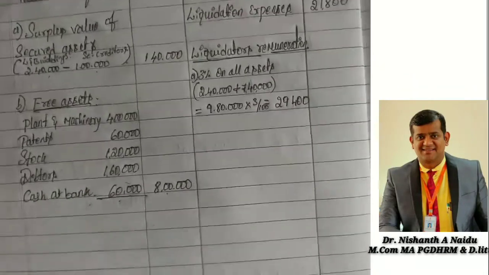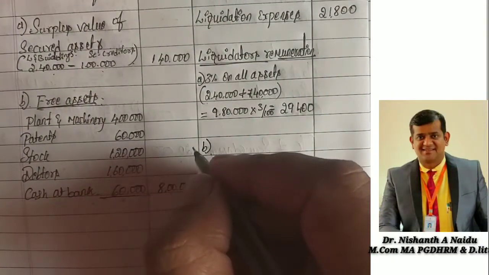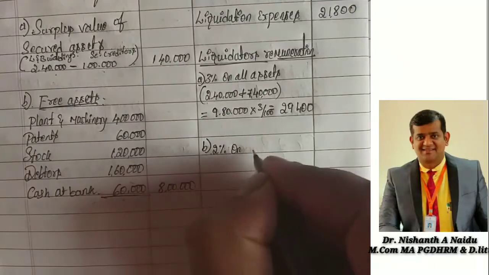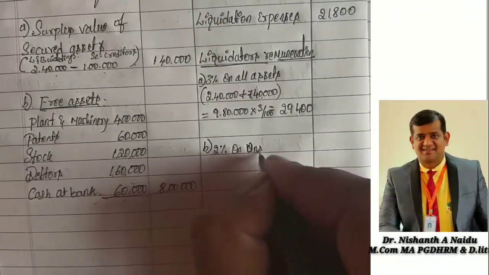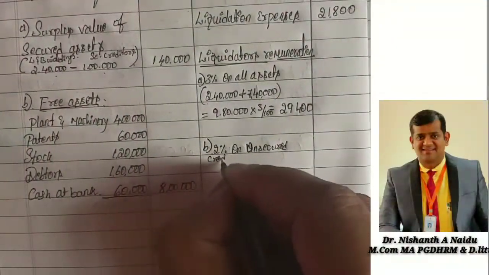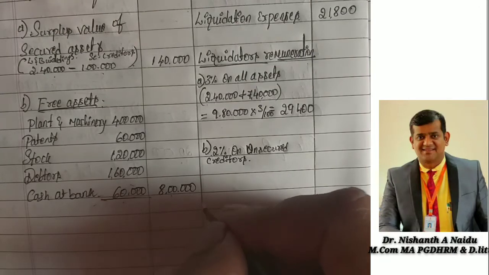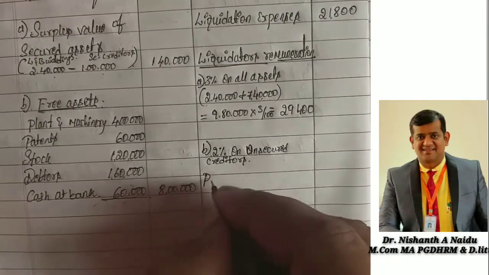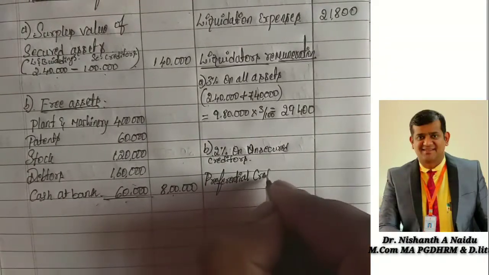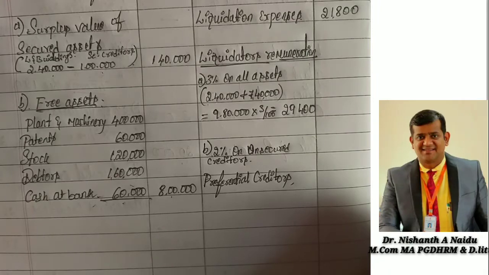Okay, so next is point B. They said 2% on amount distributed among unsecured creditors. Unsecured creditors always include what? Preferential creditors, correct? So let us calculate on preferential creditors first. How much are the preferential creditors? They have given it in the problem, correct?